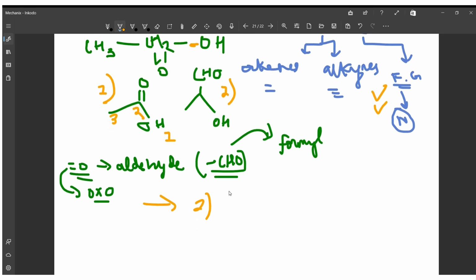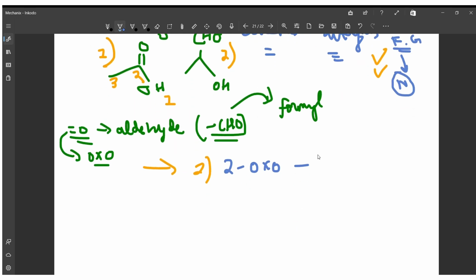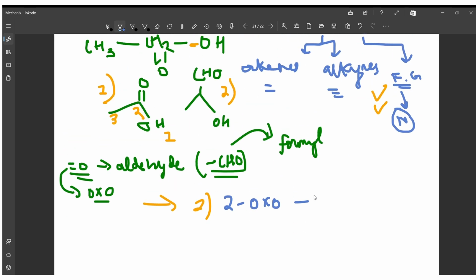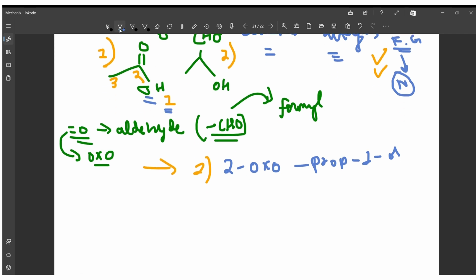So we will get IUPAC naming as 2-oxo. The number of carbons are 3, 1, 2, and 3. And our OH is present at the position number 1. So 3 meaning prop, that's the word root, and the location of alcohol, that will be 1-ol as the IUPAC name for this compound.